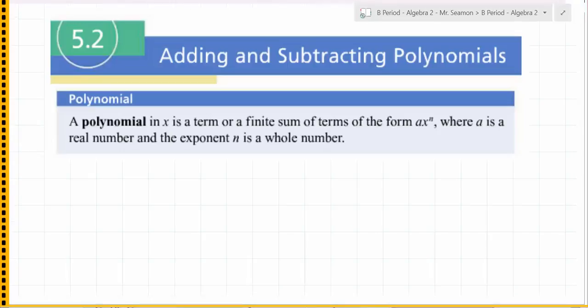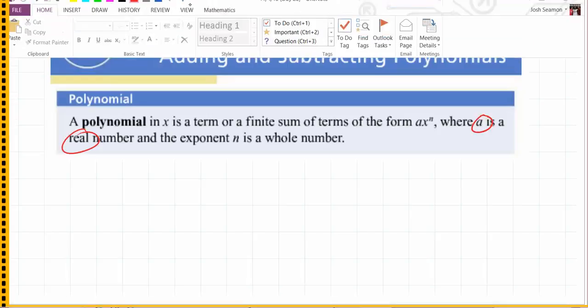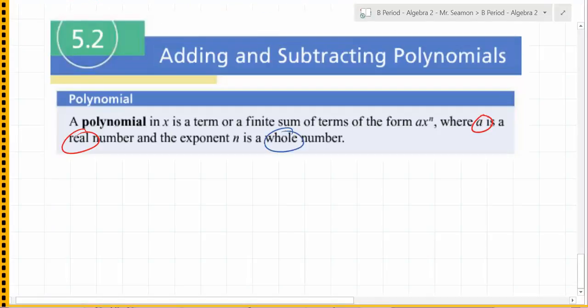So one thing that's super important is the fact that a has to be a real number. And then what's the other thing that's really important in here? Whole number, and where's that? That's n. So what's not a real number? Can you give me an example of a number that's not real? Square root of negative 2 would be root 2 i, right? If you have i in your coefficients, that's bad. But anything else is okay. So for example, is this right here a polynomial? Pi is a real number and 2 is a whole number.